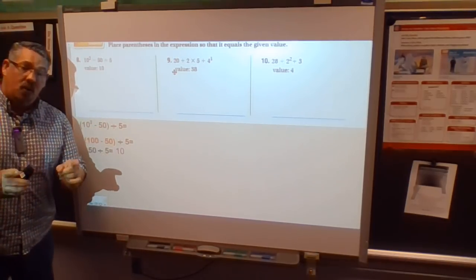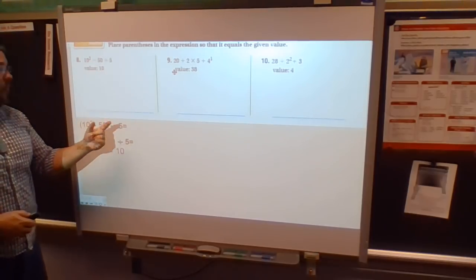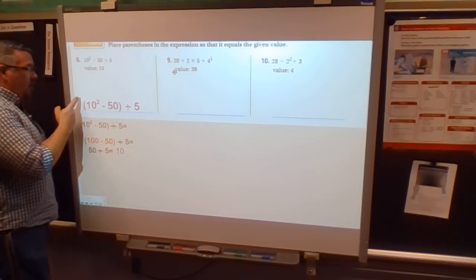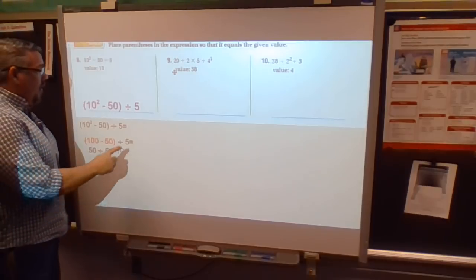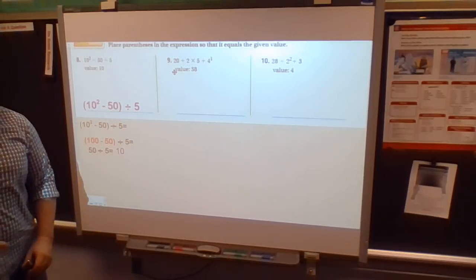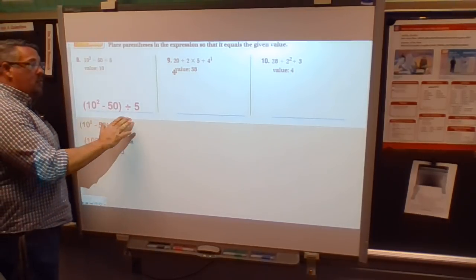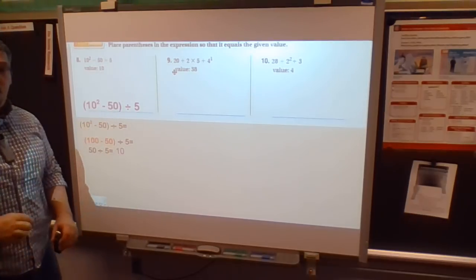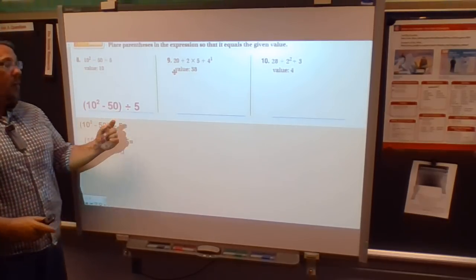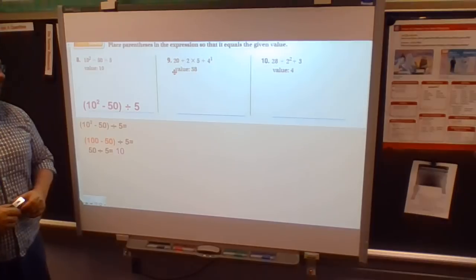So what my answer looks like is this math problem with parentheses entered in front of the 10 squared and after the 50. Right? It's not what the answer is because they've already told you the answer should be 10. It's writing it correctly with parentheses added.